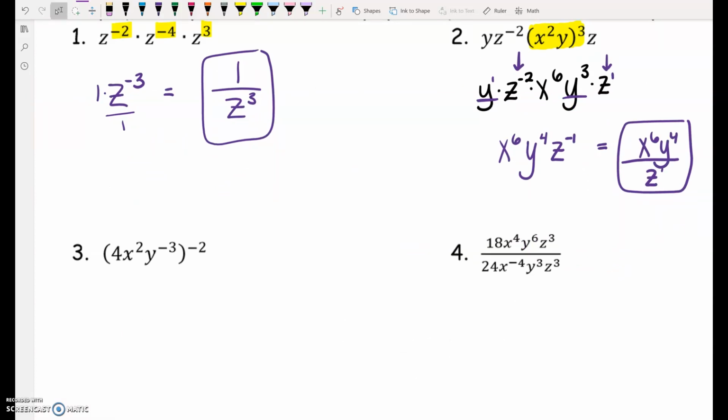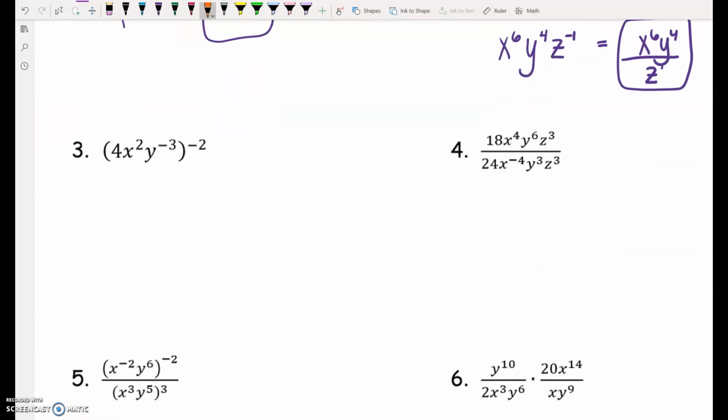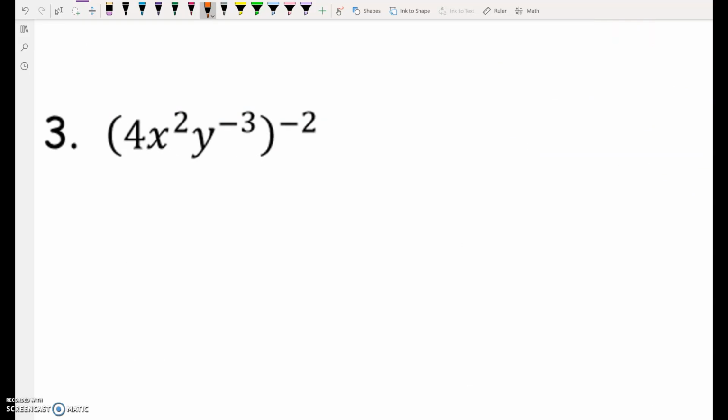Number 3, we apply the negative 2 to all of the exponents. And here's something that is a very common mistake. This is not 4x squared. This is 4 times x squared. The 4 is separate from the x squared. This is actually 4 to the 1st. So we do have to multiply a 1 times negative 2. We'd have 4 to the negative 2, x to the negative 4, y to the positive 6.